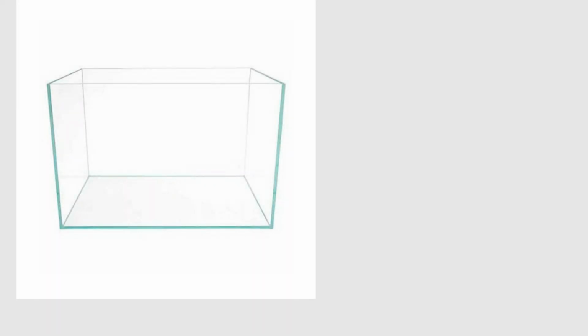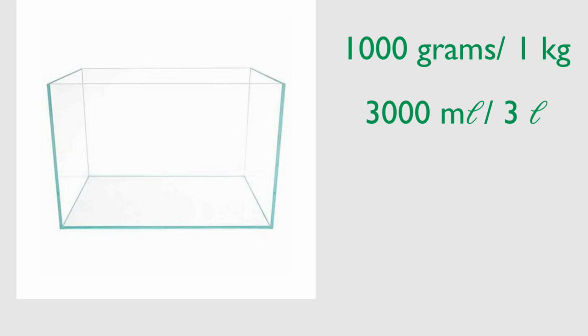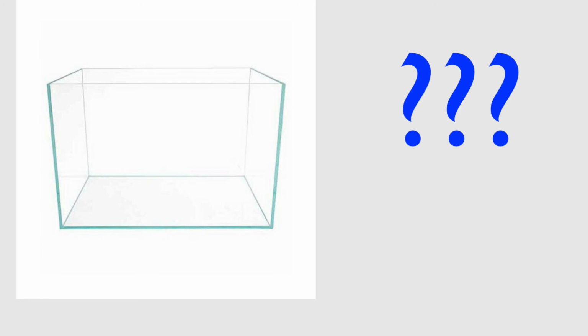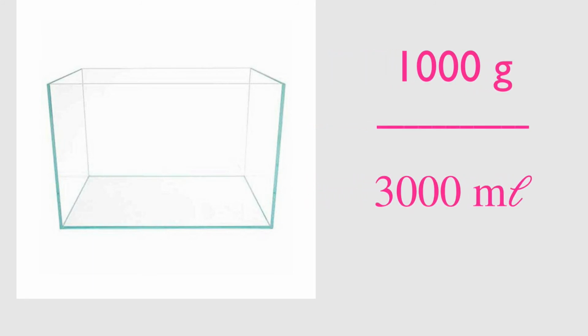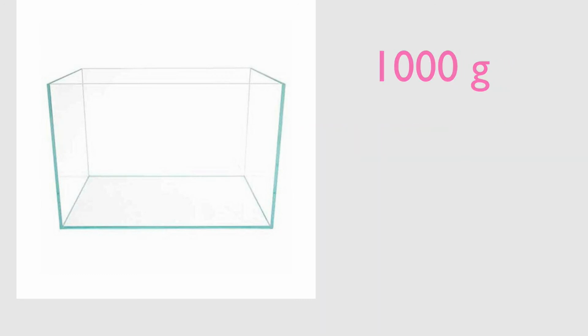Here's an example about density. Let's say you have a fish tank and it weighs, let's say, 1 kilogram. And in that fish tank, you can fill 3,000 milliliters or 3 liters. What is the density? So mass over volume. The mass is 1,000 grams or 1 kilogram, and you divide it by volume, which is 3 liters. So you do the math, I'm too lazy.